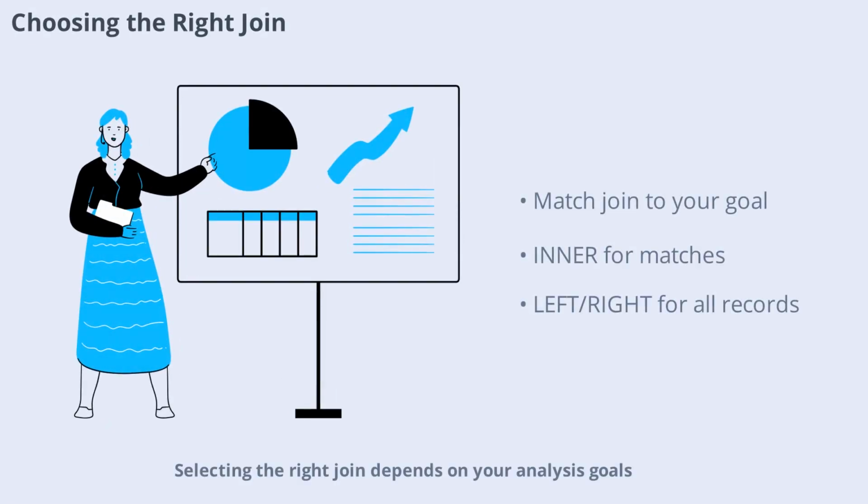Selecting the right join depends on your analysis goals. If you only care about matched data, use inner join. If you want all records from one table, use left or right join. For a complete view, use full join. Think about what questions you're trying to answer and pick the join that gives you the results you need.